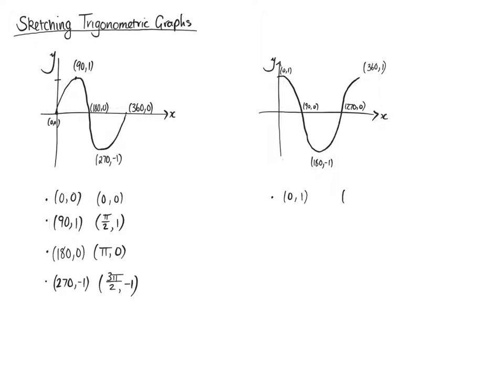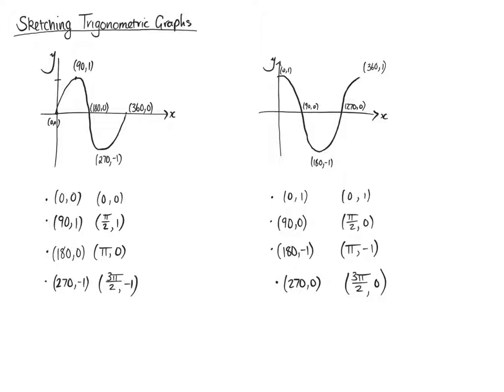So we've got 0, 1, which in radians is still 0, 1. We have 90, 0, which in radians is pi over 2 and 0. We've got 180 and minus 1, and that is pi and minus 1. And then we've got 270, 0, which is 3 pi over 2 and 0. Okay, so those are the coordinates that we start with to work with for transforming these graphs. So let's get on to doing a couple of transformations with them.